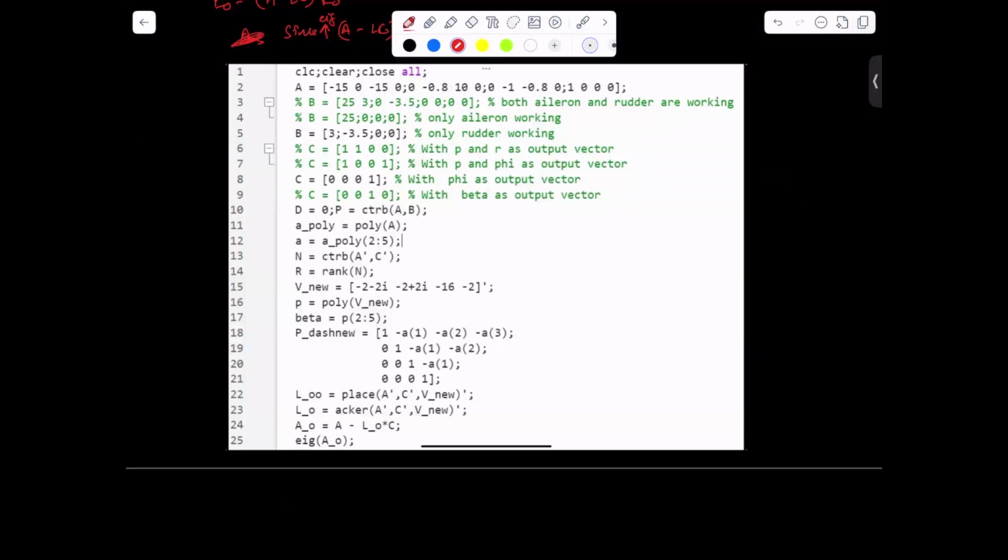From the next lecture onwards, we will be starting a new topic on optimal control: how we can design the mathematical model, then how we can implement the optimal control methods for aircraft systems. Thank you.